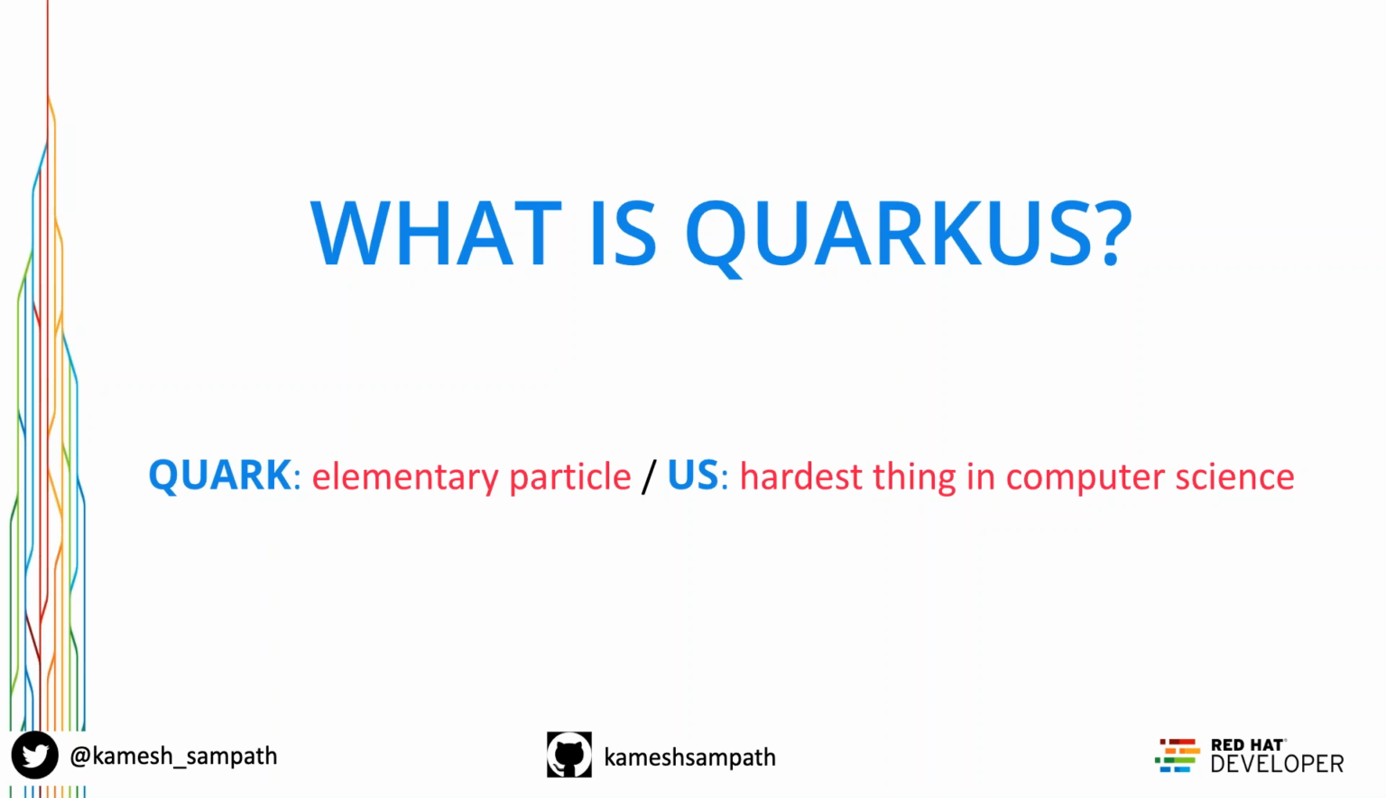And this one, it is all developers, it belongs to us. So that's the reason why we started with Quarkus and then we put all of us together. So us as developers, to be very honest, that is the hardest thing in computer science. It's not the programming language. The developers are the hardest stuff to get. So that's the reason why we thought to put this way.